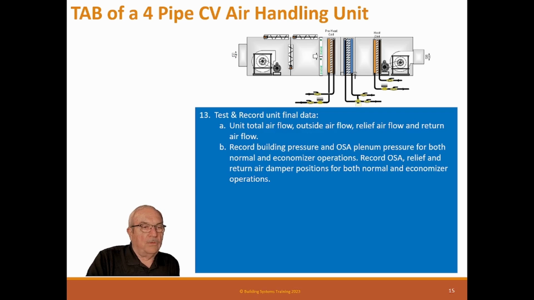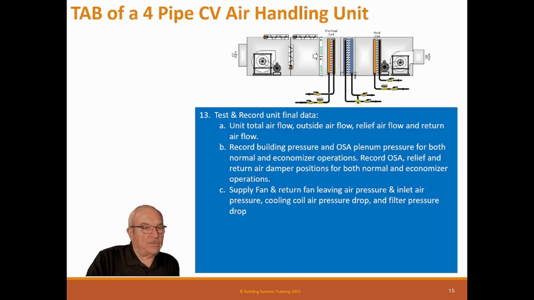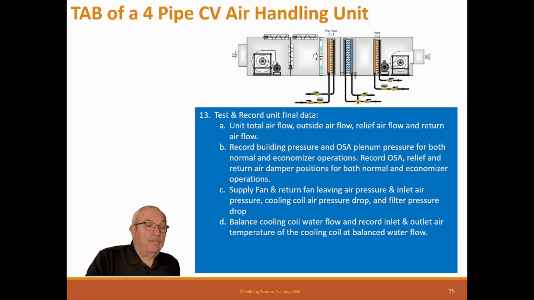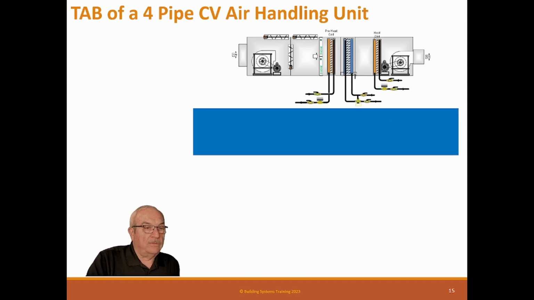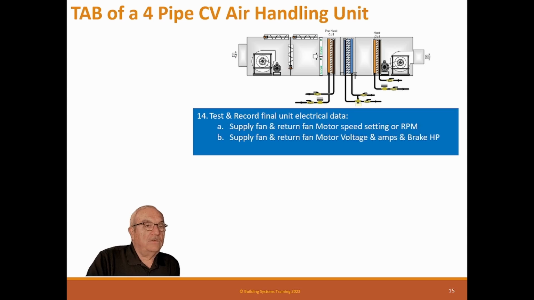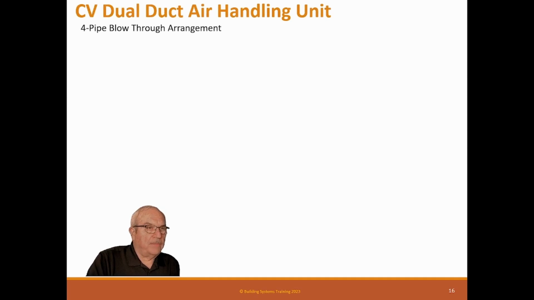Record outside air, relief, and return air damper positions for both normal and economizer operations. Supply fan and return fan leaving air pressure and limit air pressure, cooling coil air pressure drop, filter pressure drop. And balance cooling coil water flow and record inlet and outlet temperatures of cooling coil and balance water flow. Balance heating coil and preheat coil water flow and record inlet and outlet air temperature of the coils at balanced water flow. Test and balance the unit electrical data, take those electrical readings and record everything in your report.